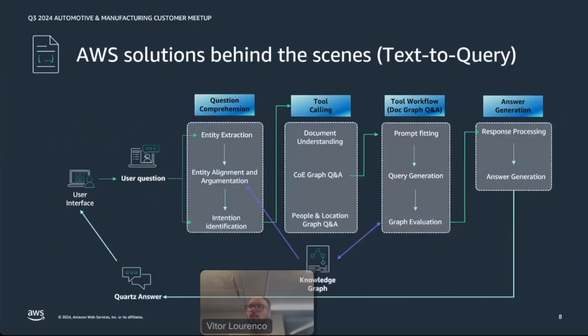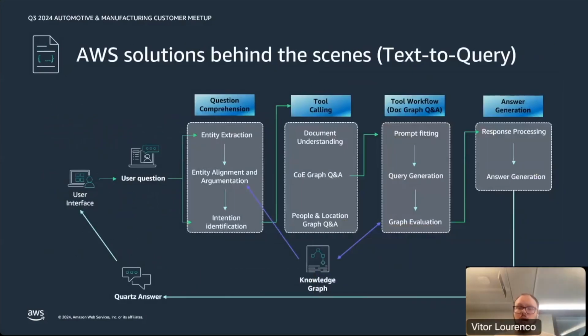One of the many features that we have in our cognitive assistant is the capability to transform natural language questions into queries to retrieve that information. For that, we leverage a neurosymbolic system that we built. Relating to the symbolic part of the system, we have the question comprehension, where we get the user's question, extract the relevant entities, align those entities and augment the user's question based on our knowledge base, and then we identify the intention of the user.